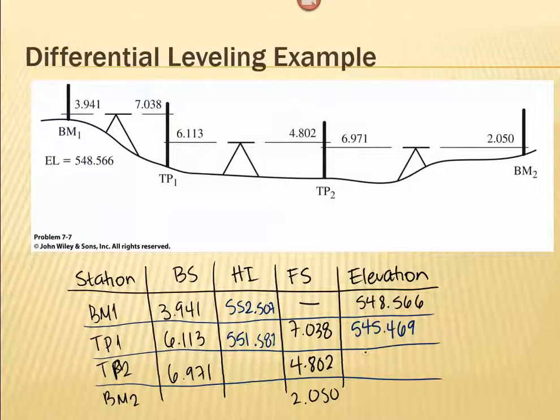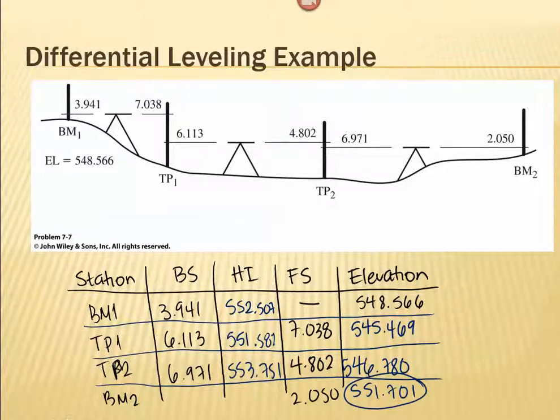Here we get 546.780. This number is 553.751. And with that, I found my benchmark 2. Wait, did I? Oh yeah, I'm not done. 551.701. Yay! So this is it, and we can check the work.